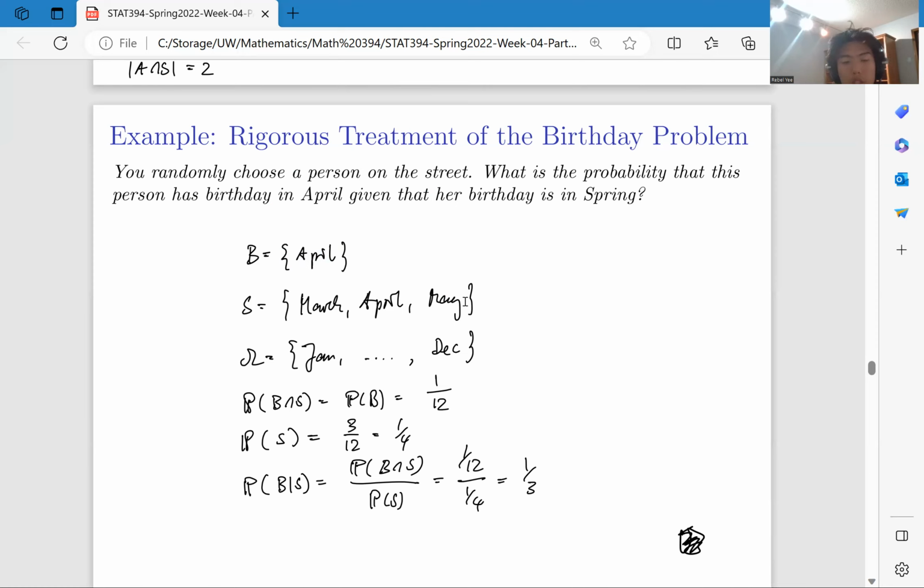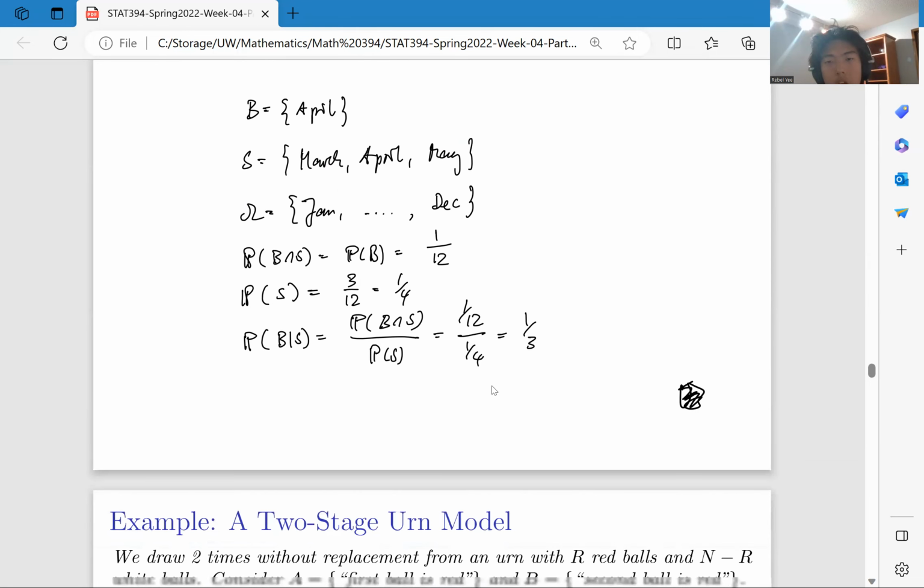So the probability of B intersection S is the intersection of these 2 sets, which gives us April, which is still like B. So it's 1/12. And P(S) is equal to 1/4, and B conditioned on S is equal to B intersection S divided by P(S). It's 1/12 divided by 1/4, which is 1/3. We solved this one.